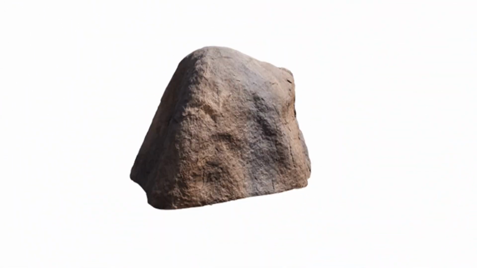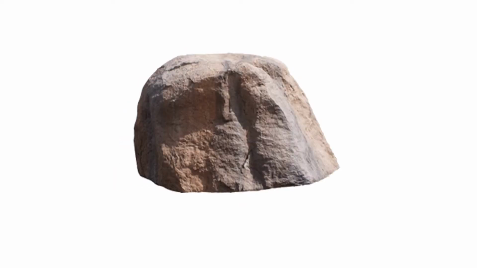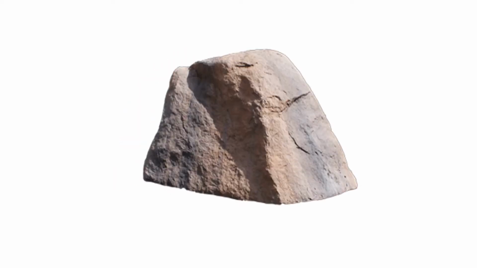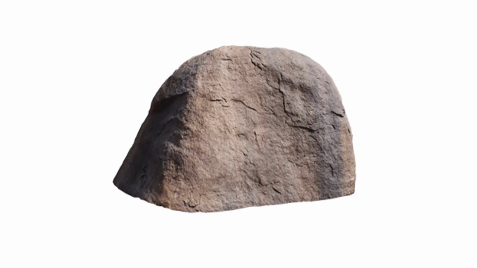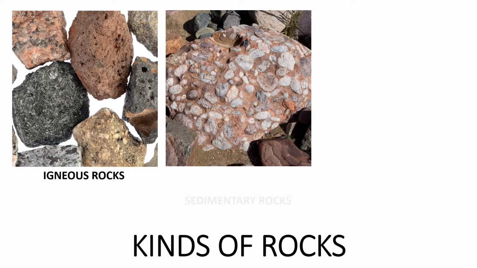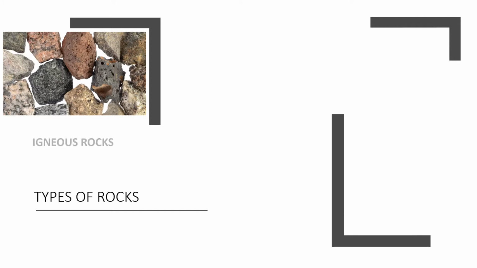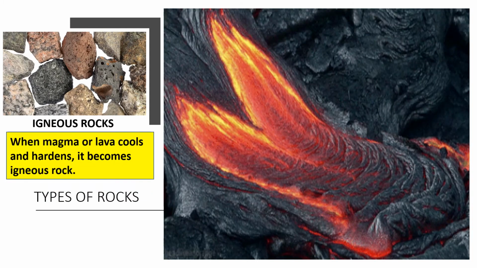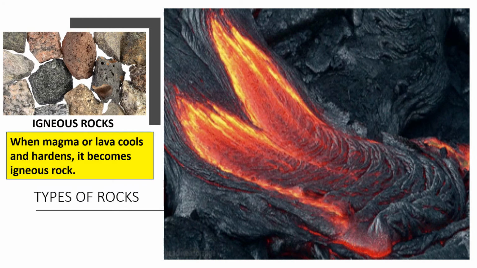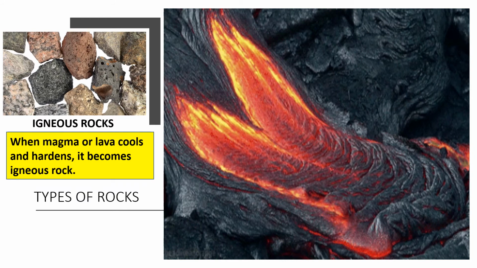A rock is a non-living material made of one or more minerals. Rocks are classified by how they form. There are three kinds of rocks: igneous rocks, sedimentary rocks, and metamorphic rocks. Let's discuss how these rocks are formed. Let's start with igneous rocks. When magma or lava cools and hardens, it becomes igneous rock.